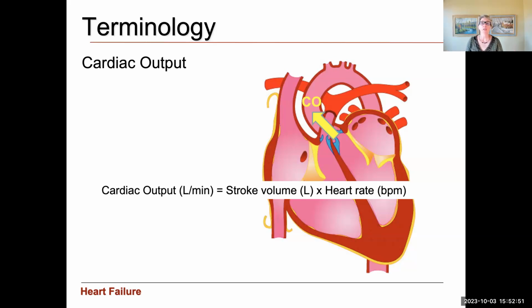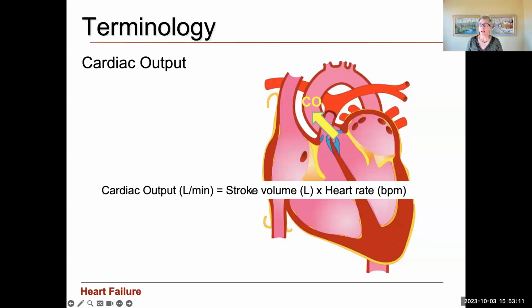And so what we do is we have a parameter that we call the cardiac output. And the cardiac output is measured in liters per minute. And you can calculate it pretty easily. You take the stroke volume in liters or milliliters and times it by the heart rate, how many beats per minute the heart is beating.